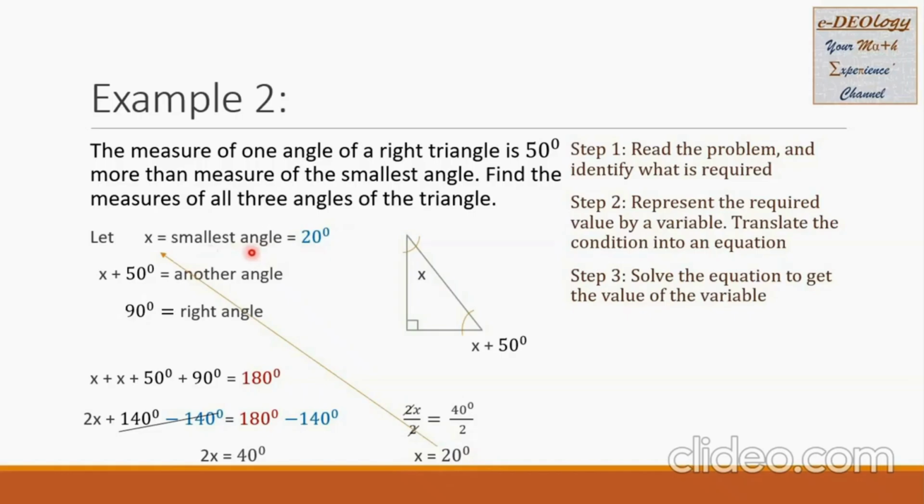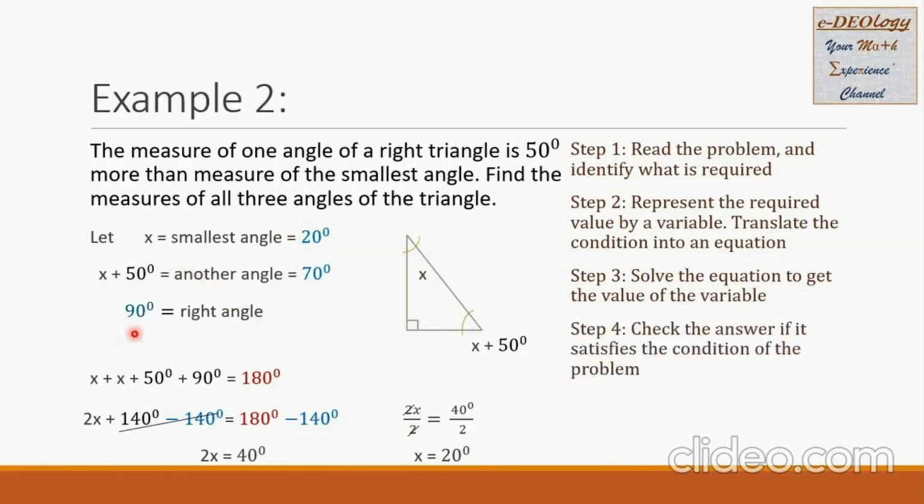Since we have now the value of the smallest, we can now compute for the next angle. So we will use this x, the 20 degrees, in here. So this is 20 degrees plus 50 degrees. The other angle will be 70 degrees. And of course, the third angle is already there. It's 90 degrees.